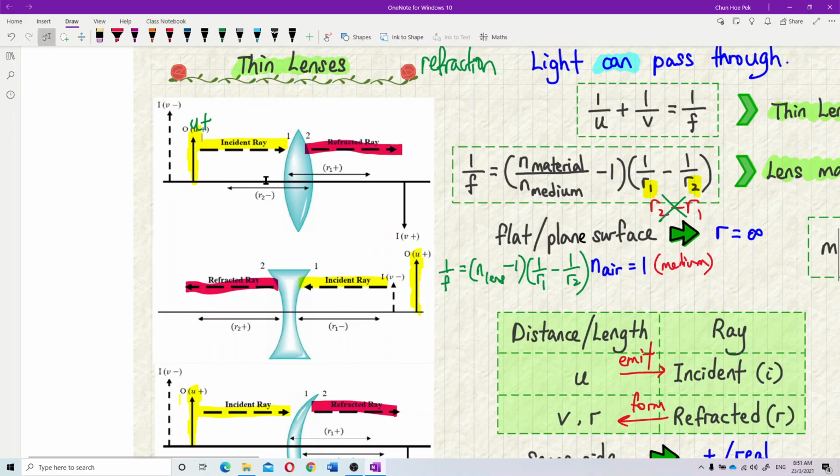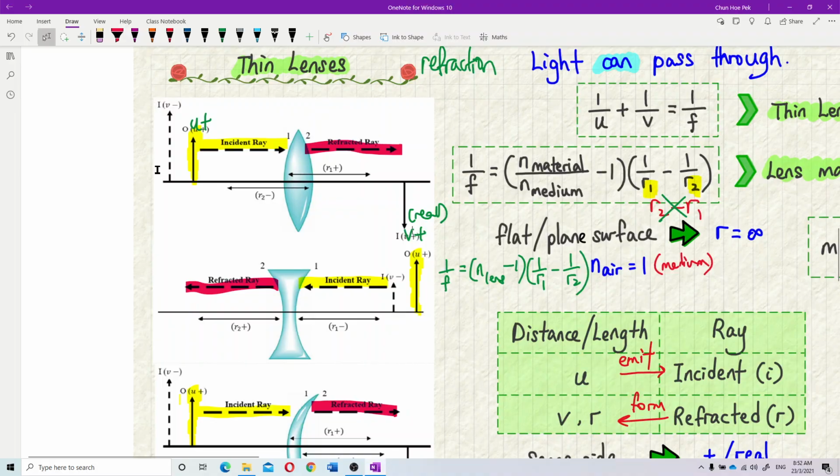Now the image. If the image is formed at this side, the same side as the refracted ray, this image is a real image. V is positive. It is a real image because there is light; the light goes to the image. This image is positive.